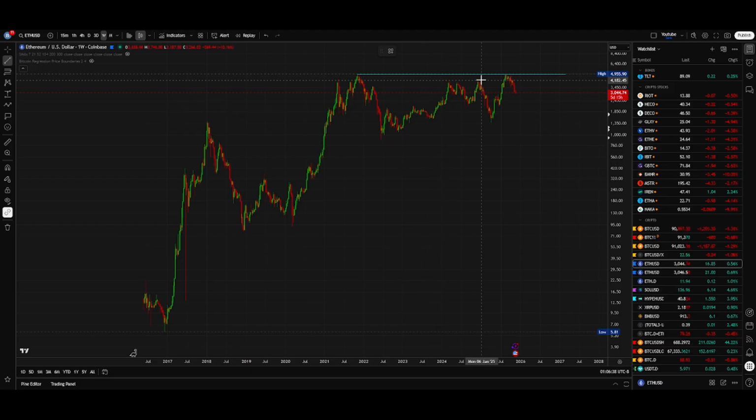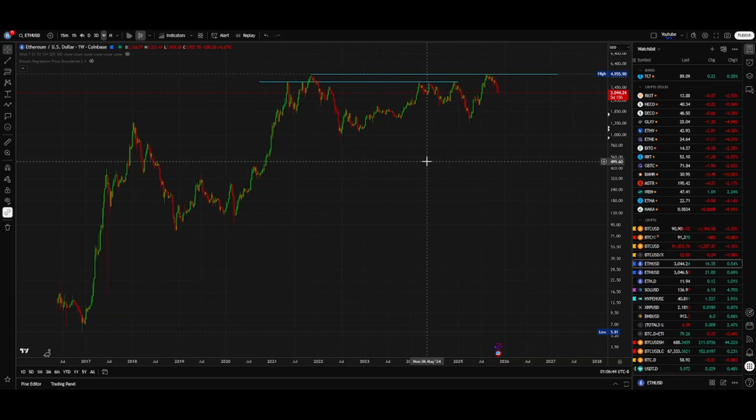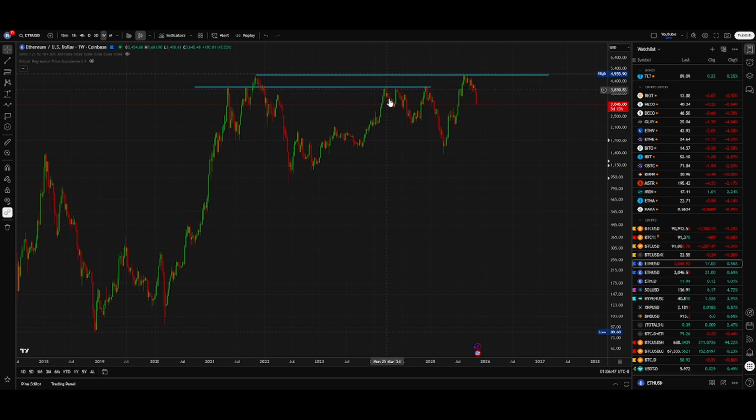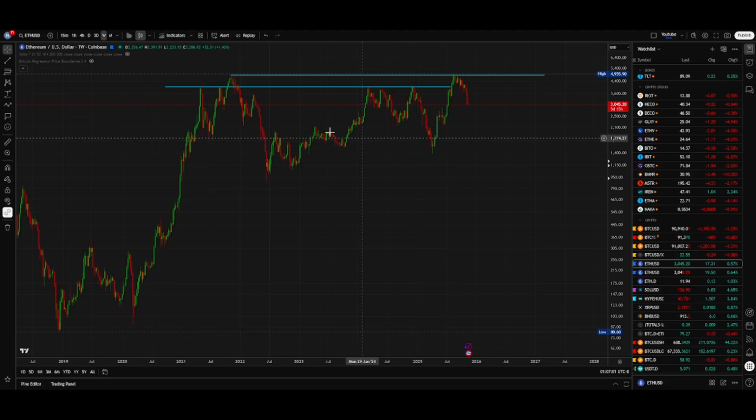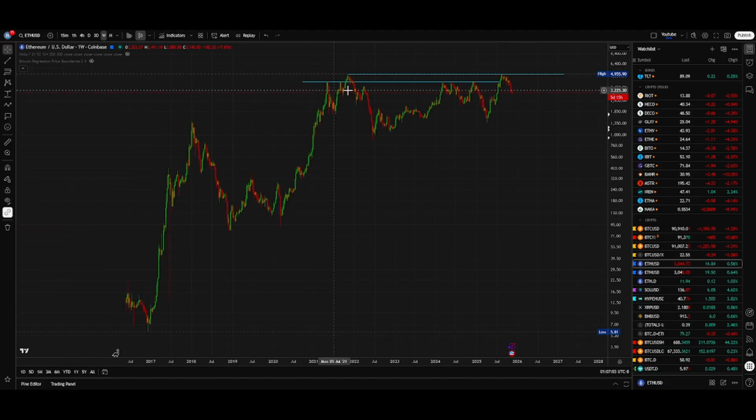And it got rejected at, what is that, 4,000, right? That's 1, 2, 3. It actually got a temporary rejection before going up. The rejection here was, let's see, roughly a 14, 15% drop before finally trying to get above it. But all it did was just double top off the previous cycle's all-time high.